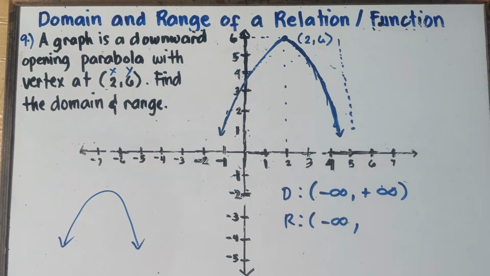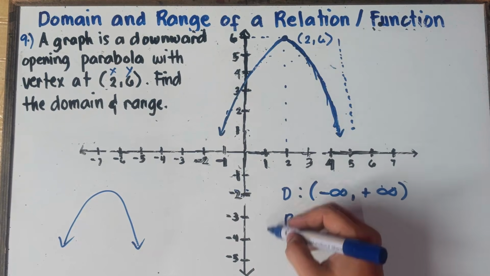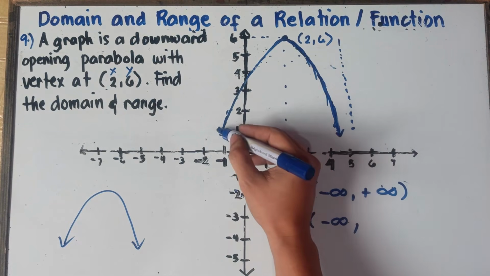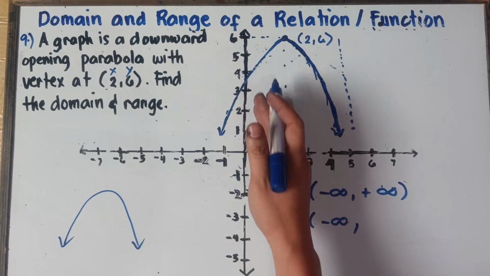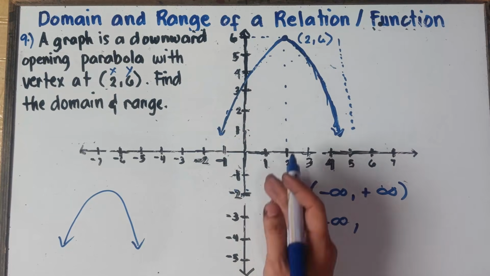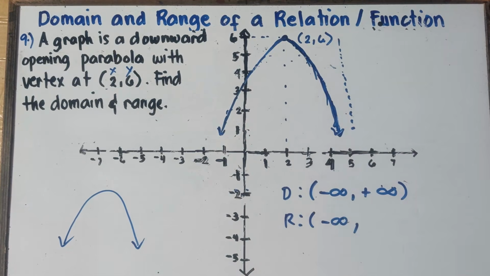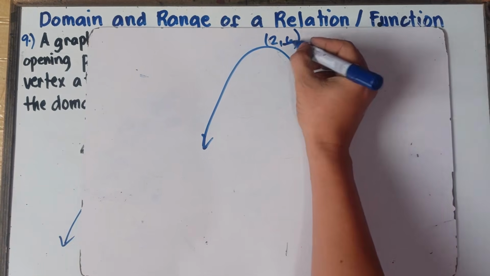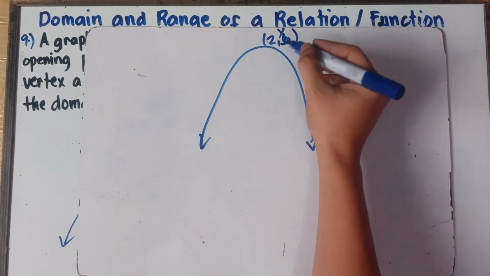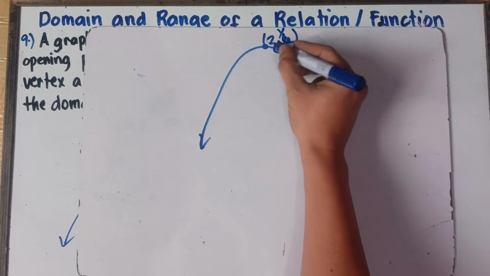Once again, class, for the range, from negative infinity, because you have an arrow, all of the numbers going downwards will be included. Let me just throw this one in for you not to be confused. This is 2 and then 6, right? The y value is positive 6.